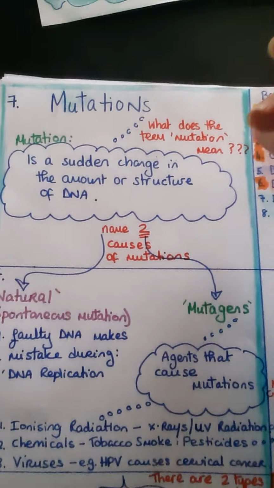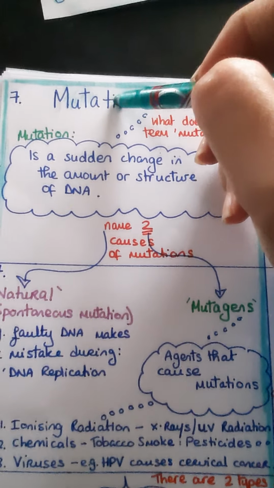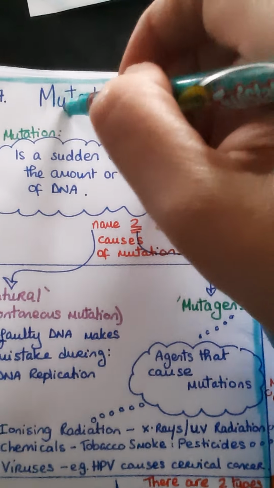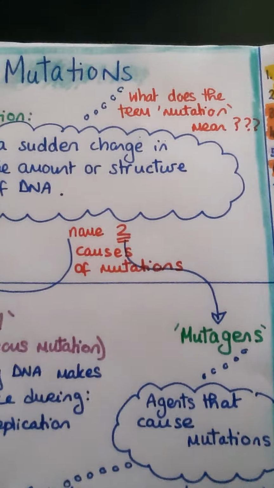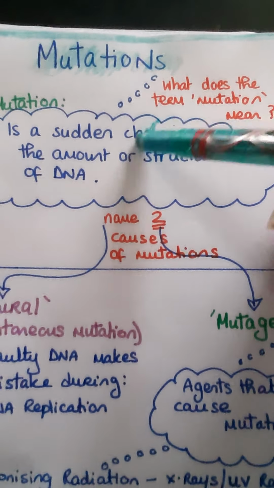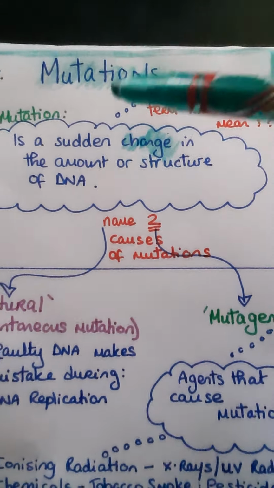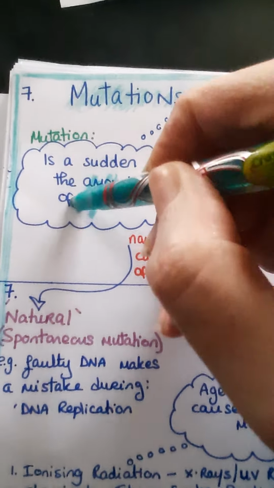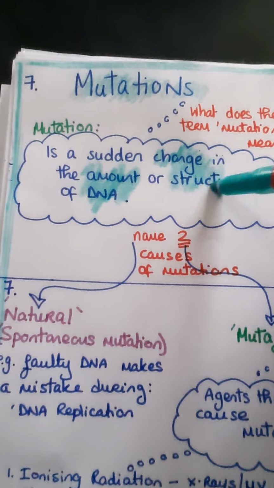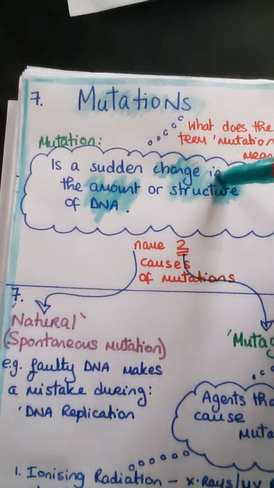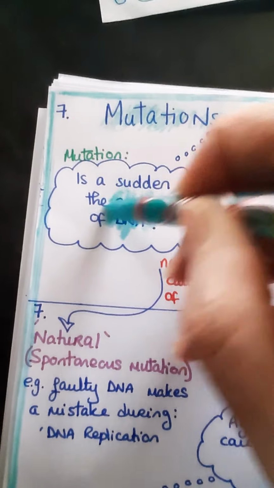So the first learning intention for today, number 7, was what a mutation actually is. Our key word for mutation is the idea that it's a sudden change. It's a change in the DNA. And sometimes it's in the amount of DNA, or sometimes it's in the structure of the actual DNA. We're going to look at that in a moment again. So just to recap, variations are caused by mutations, which are changes.